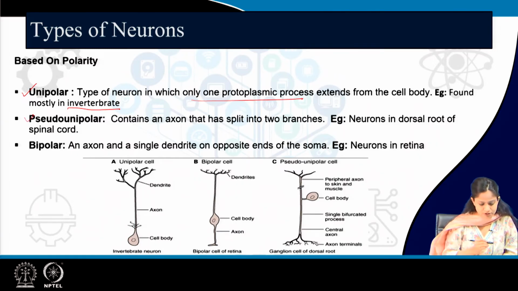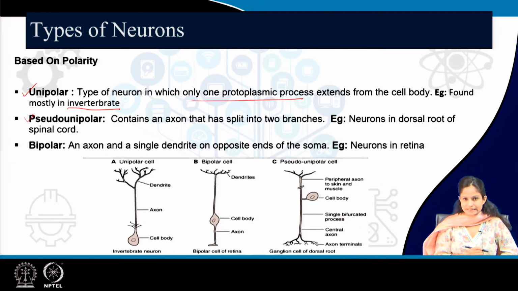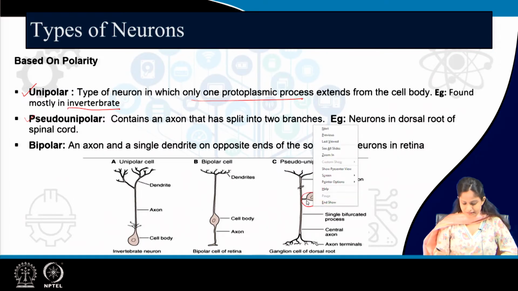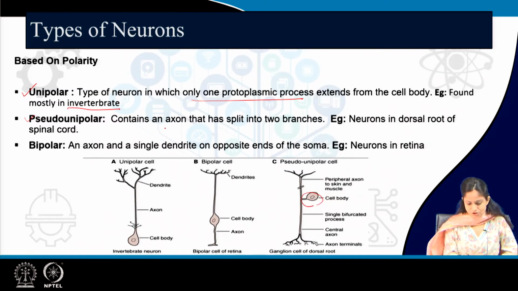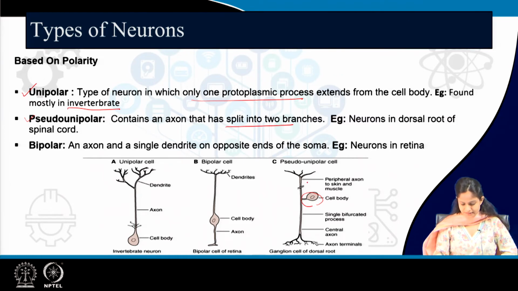The pseudo-unipolar neuron is present in the dorsal root ganglion of the spinal cord usually. In a pseudo-unipolar neuron, there is a cell body which contains an axon, and then it's split into two branches. You can see there is an upper branch and there is a lower branch. So this is a pseudo-unipolar neuron. It is present in the dorsal root ganglion of the spinal cord.